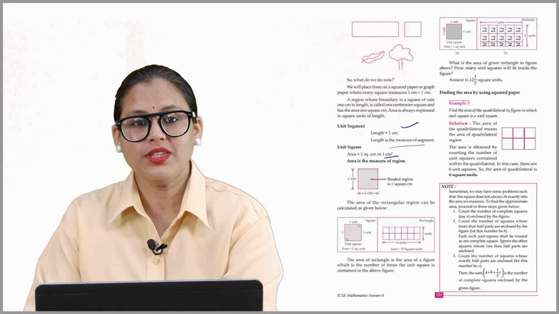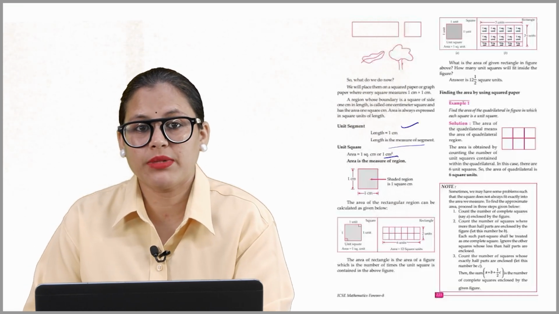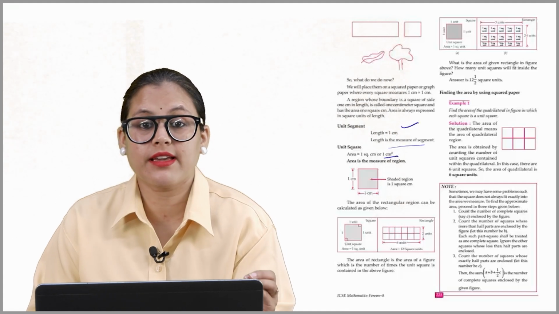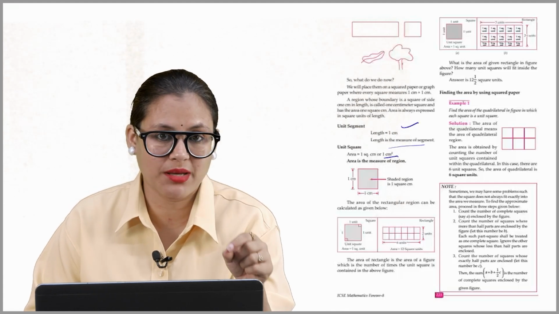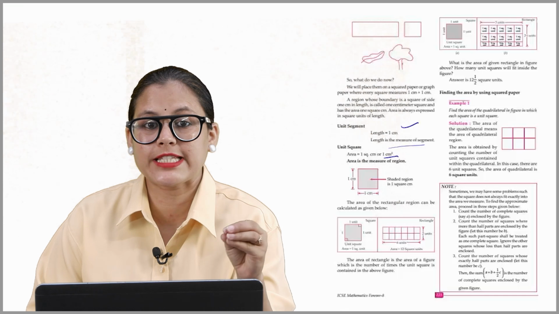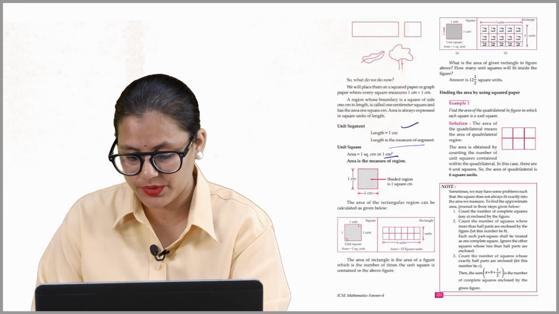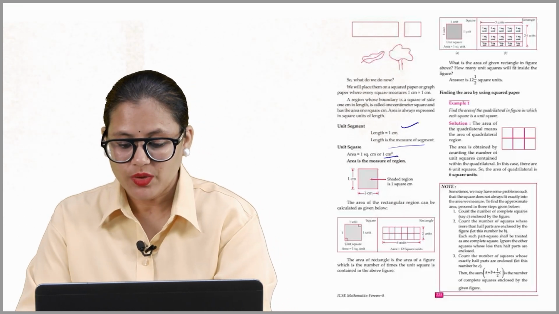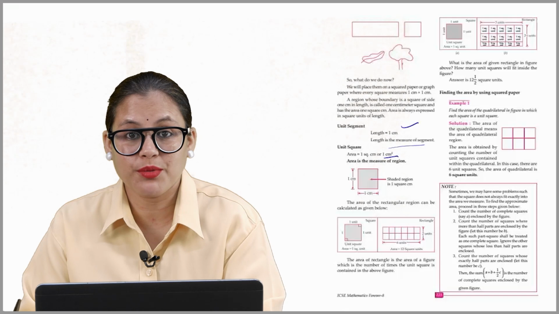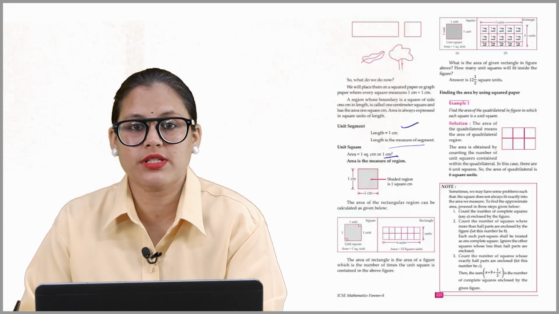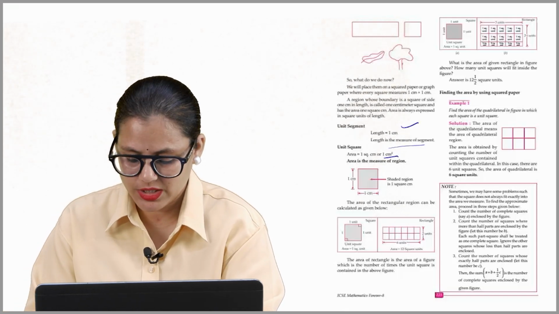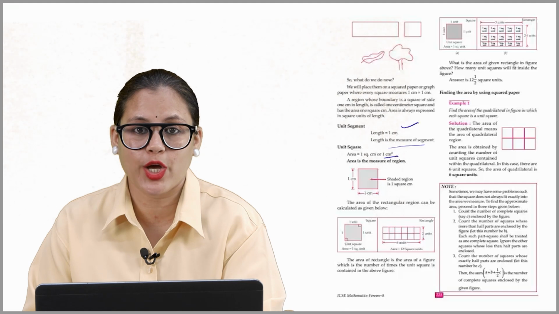Okay. The area of the rectangle region can be calculated as given. Here, the area of a rectangle is the area of a figure, which is the number of times the unit square is contained in the above figure. So, what is the area of the given rectangle in the figure above? How many unit squares will fit inside the figure? Answer is 12.5 square units.